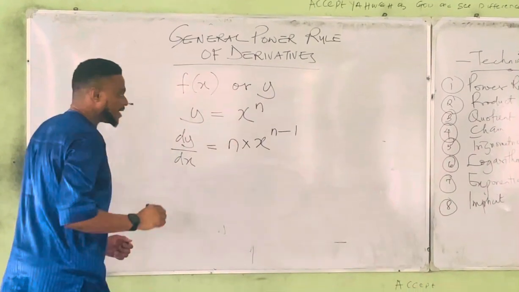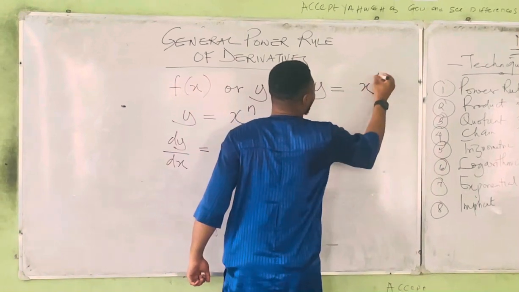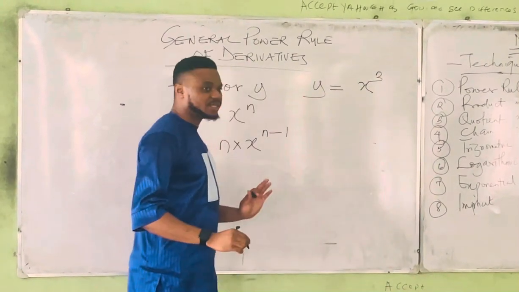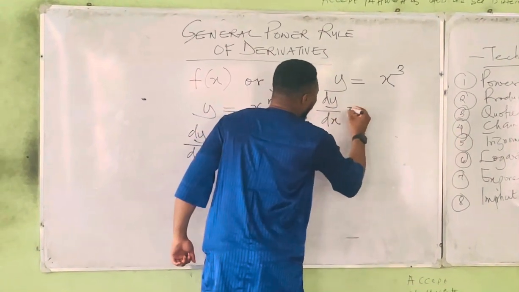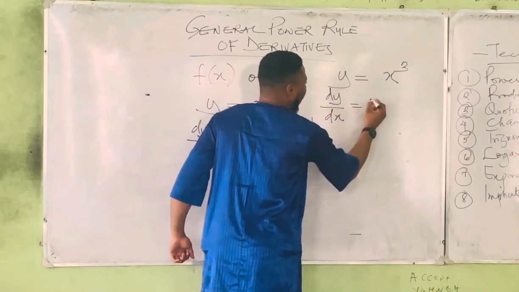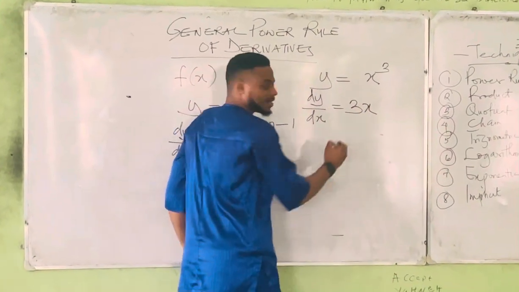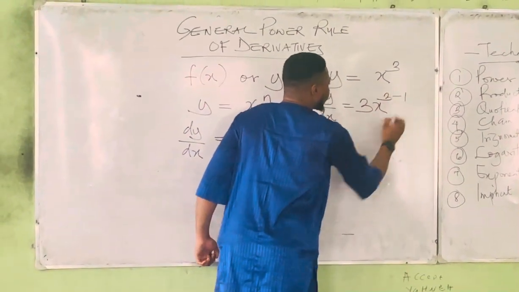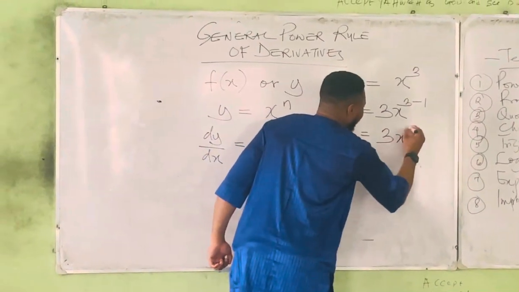Now let's look at an example. Let's say for instance we have y equal to x raised to power 3. How do we differentiate this? Very simple. dy over dx will be equal to, carry your power down, say 3, write your variable x, then subtract 1 from your power, 3 minus 1. So this will give you 3x squared.